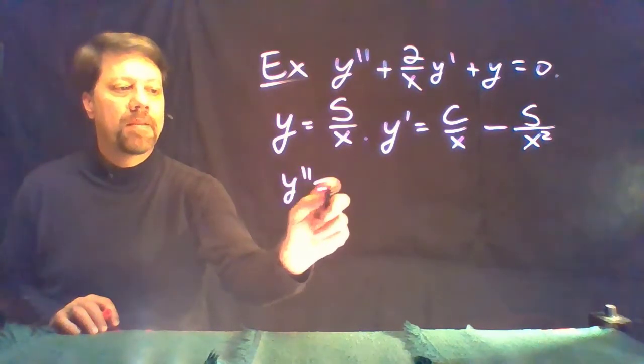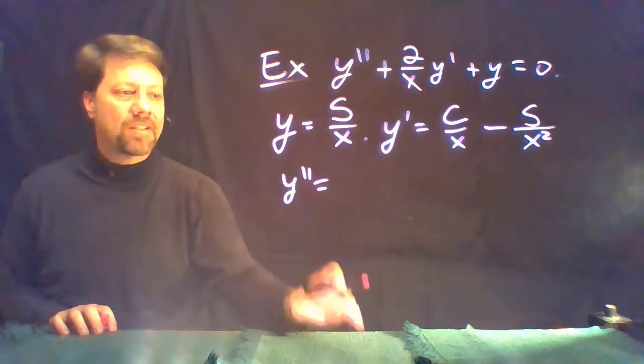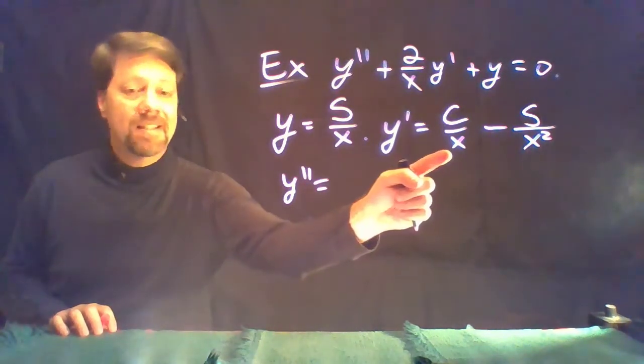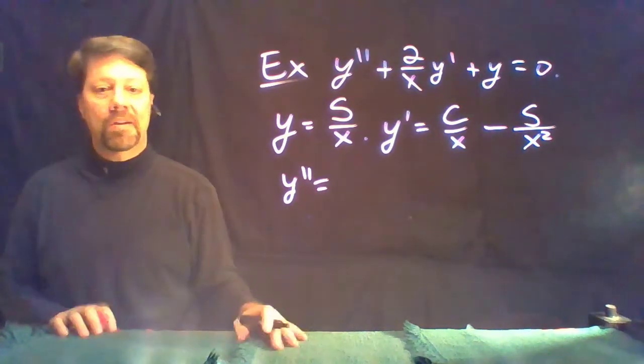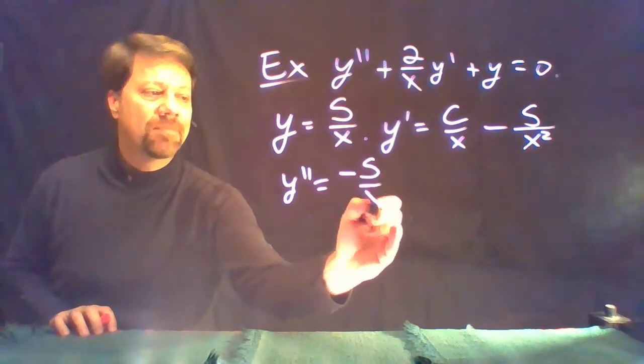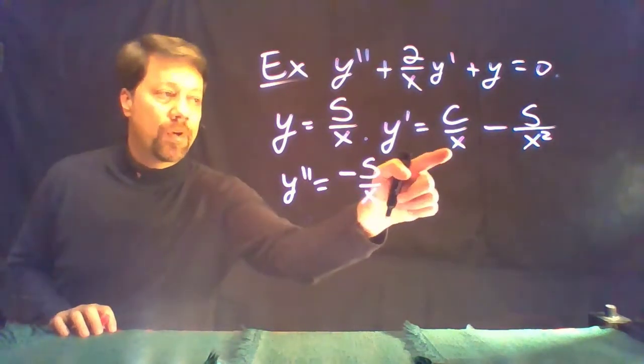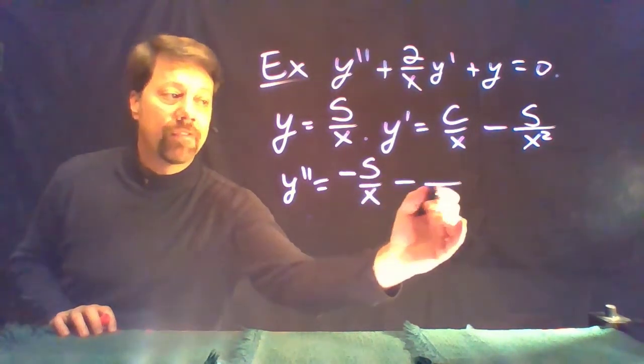Also, the second derivative, which we need to check to see if this is in fact a solution, can be found by doing the same thing twice, the product rule two times. The derivative of cosine is negative sine, and that's still multiplied by 1 over x. And then the derivative of 1 over x is negative 1 over x squared.